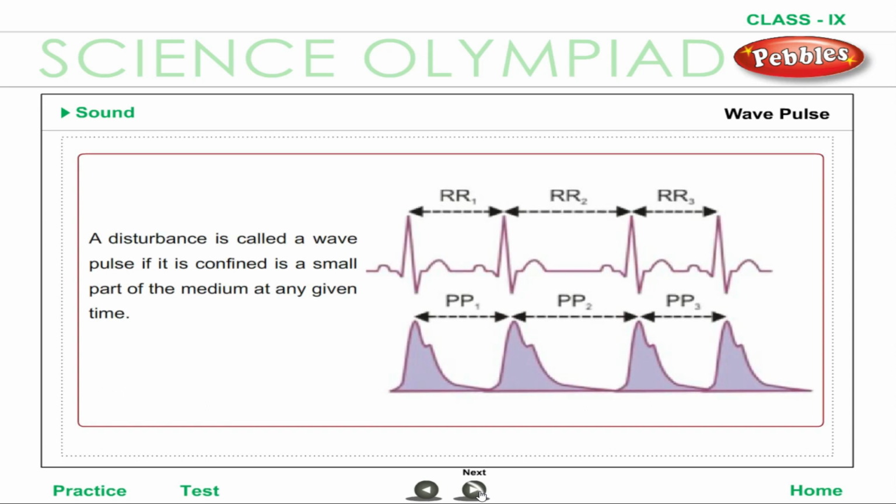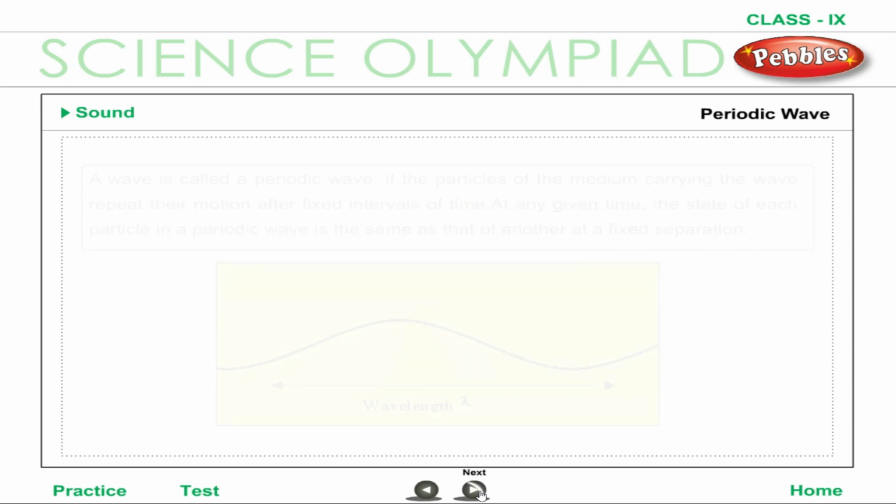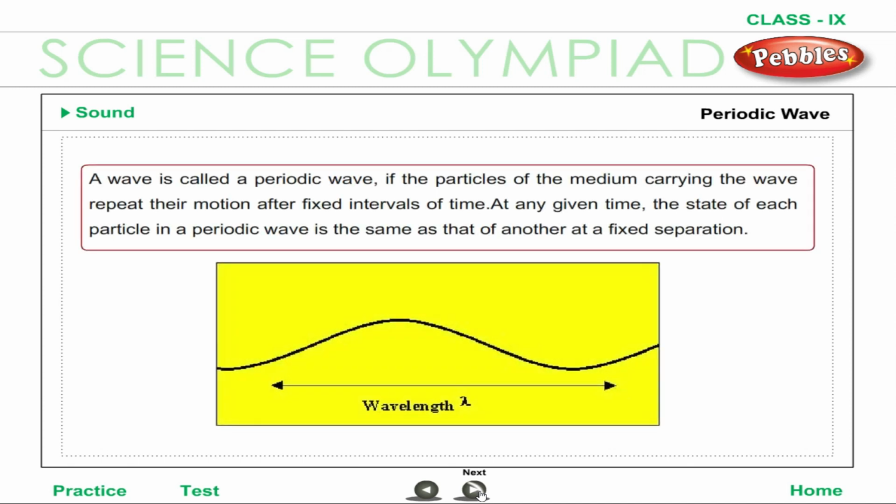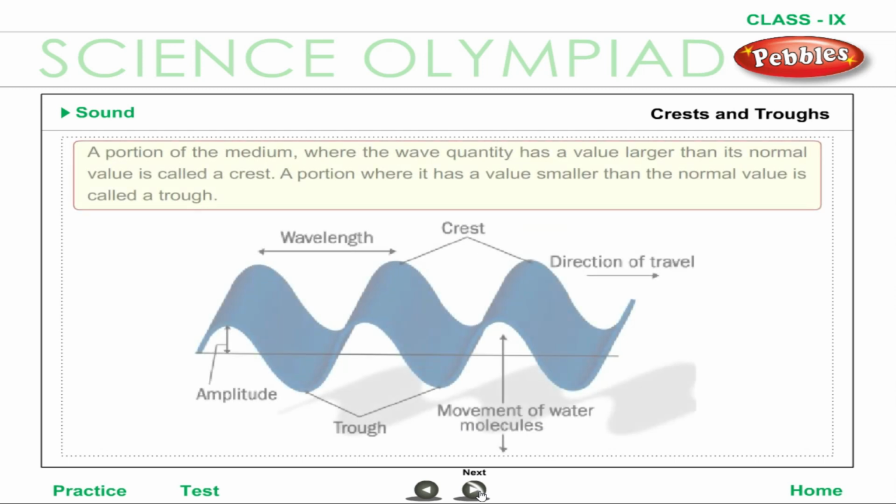Wave pulse. A disturbance is called a wave pulse if it is confined in a small part of the medium at any given time. Periodic wave. A wave is called a periodic wave if the particles of the medium carrying the wave repeat their motion after fixed intervals of time. At any given time, the state of each particle in a periodic wave is the same as that of another at a fixed separation.